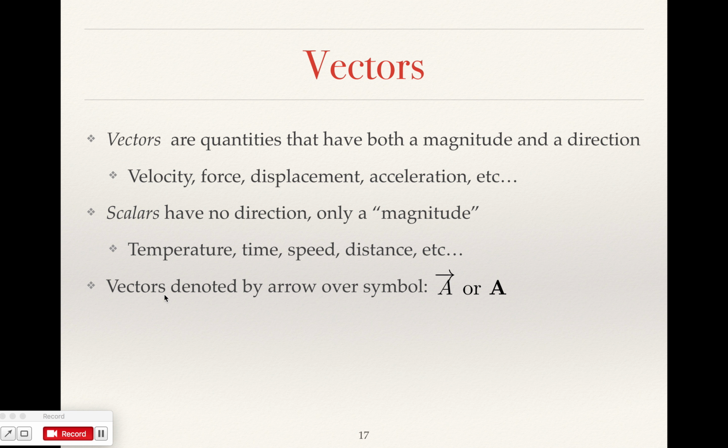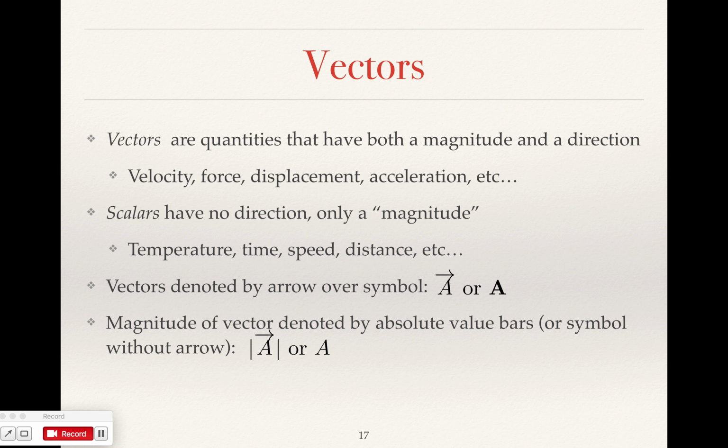Okay, and notation-wise, vectors are denoted by an arrow over the symbol. So if we're using an A to stand for some quantity, we draw an arrow over it to indicate that A is a vector. This is how your textbook does it. There are other textbooks, and it is common to see vectors written in boldface also. I don't like this as much since it's a little harder to write boldface when I'm writing things on the board, but sometimes you will see that.